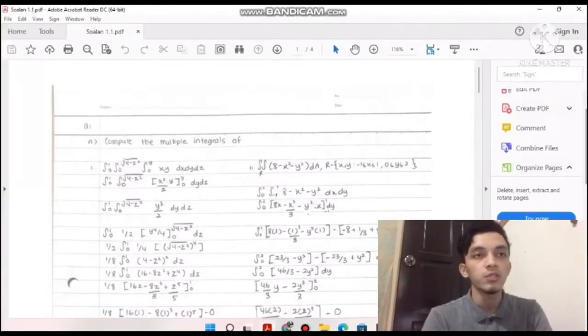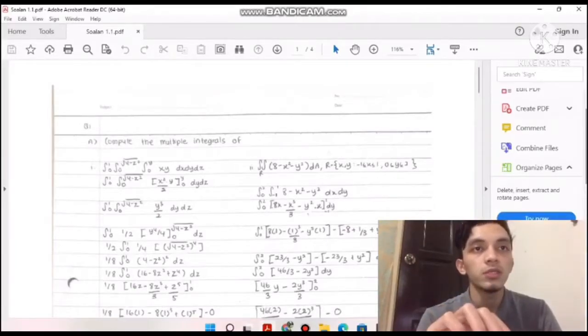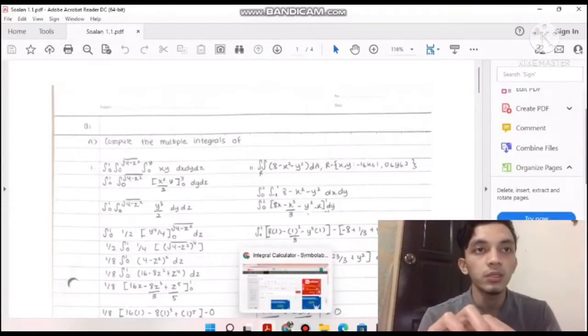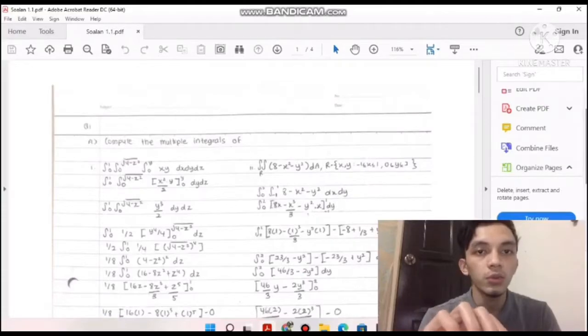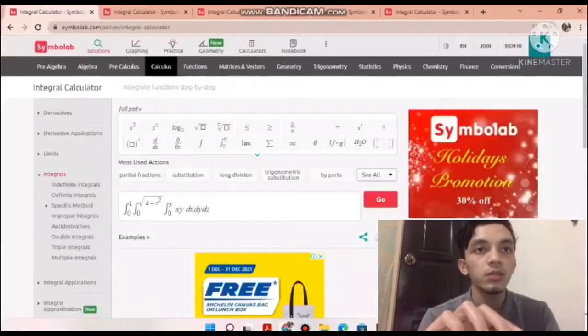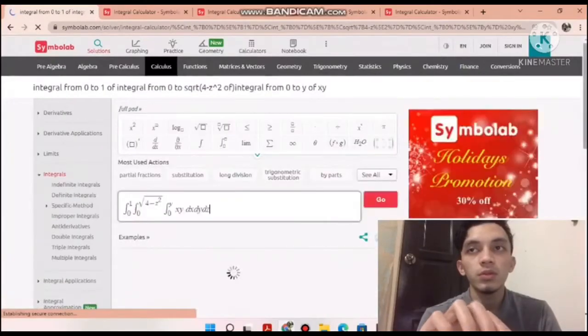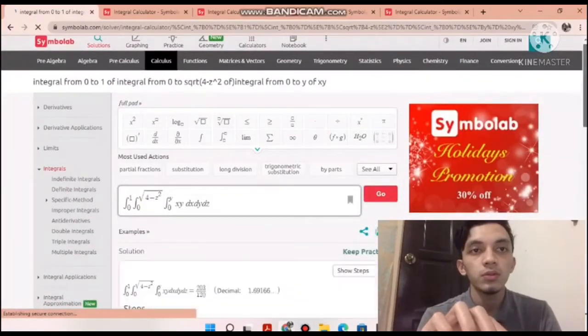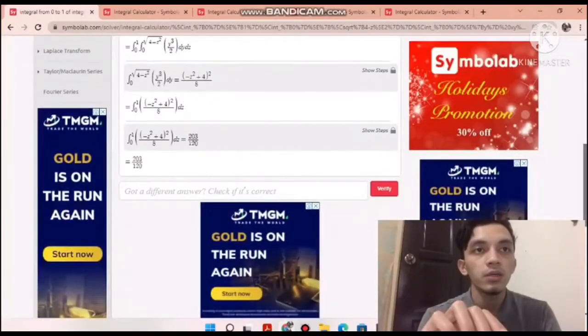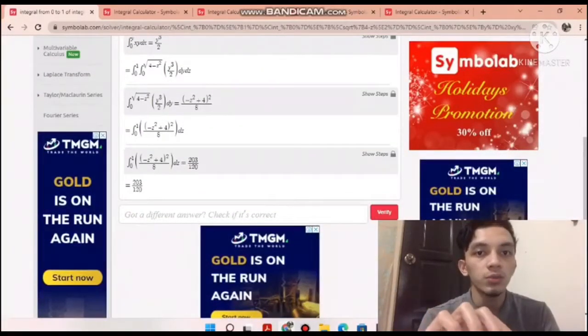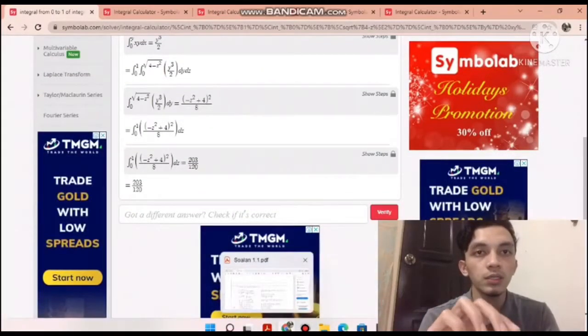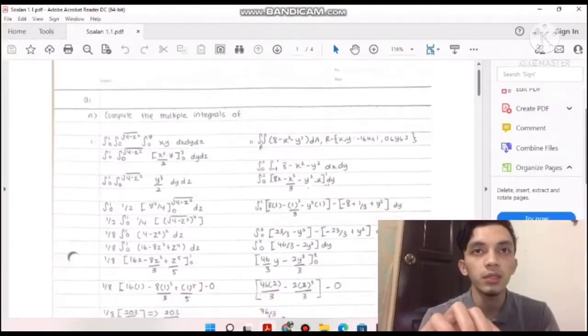So now I will explain about our assignment for the first question. For this question, compute the multiple integrals of this triple integral. For this simulation, I just put this equation into our simulation. So now we will get 203 per 120. So this is exactly as I calculated manually.